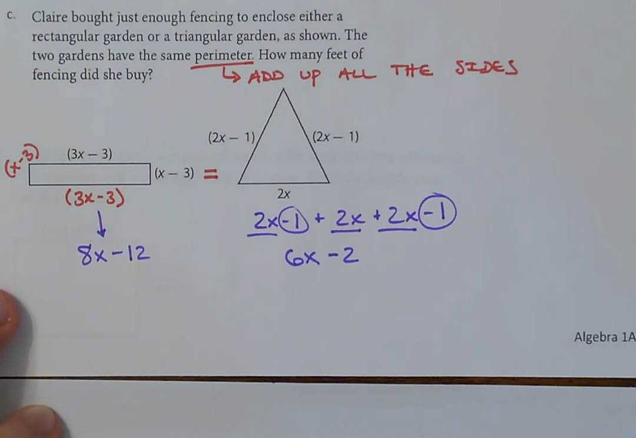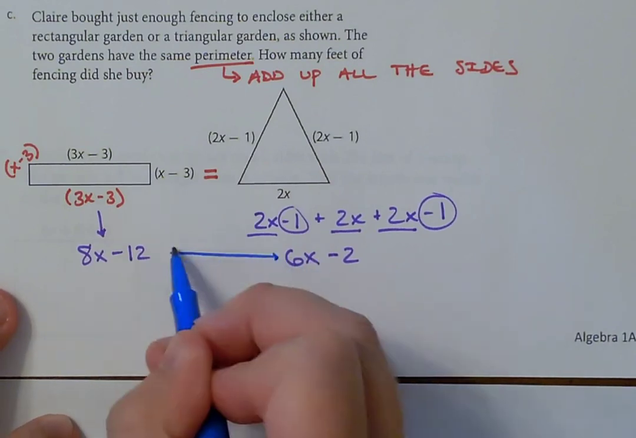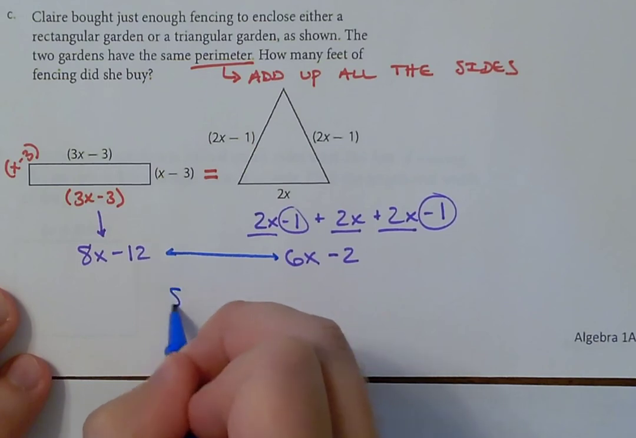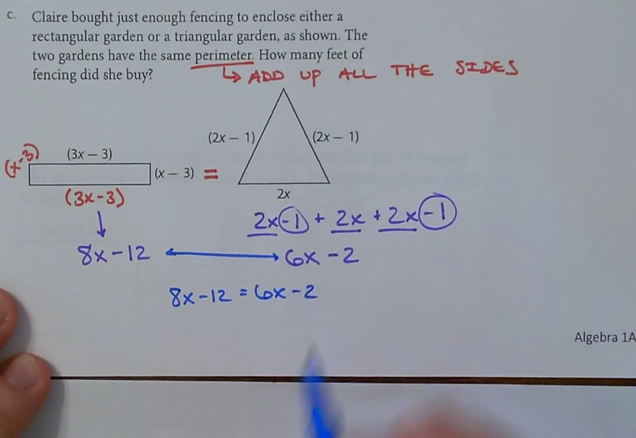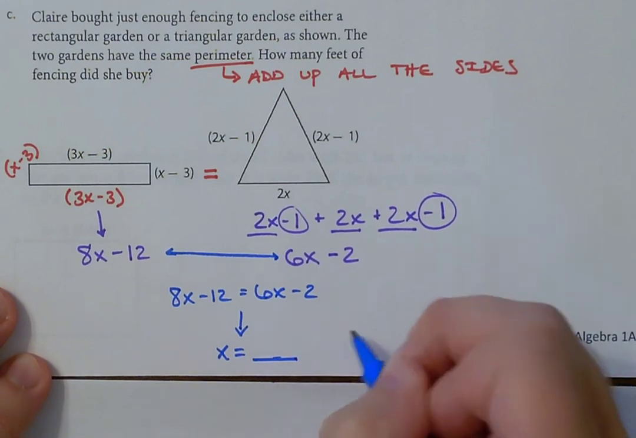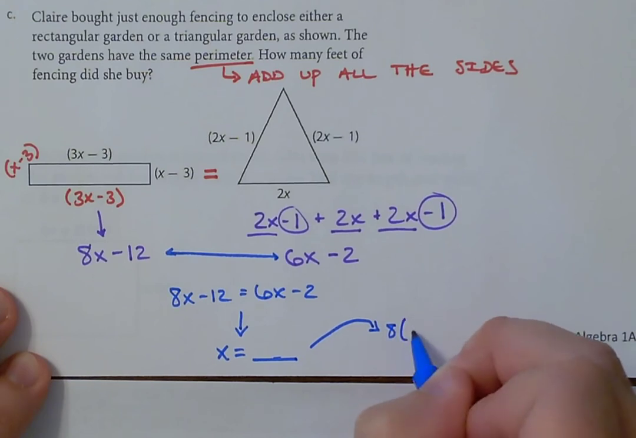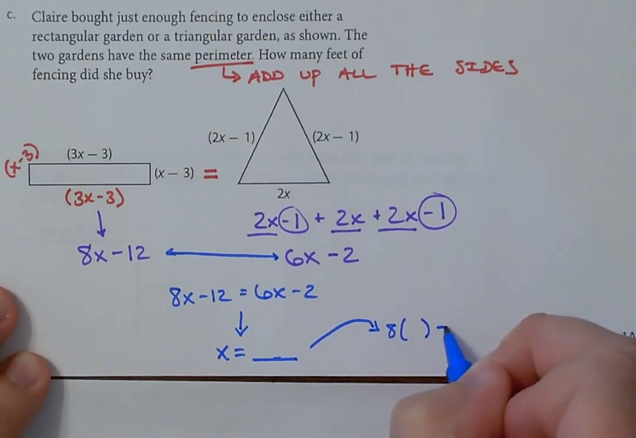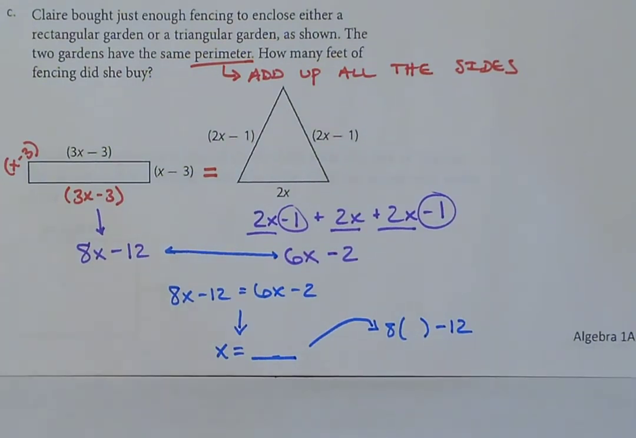So like I said, once you've gotten to that point, you just set these two things equal to each other. So you would have 8x minus 12 equals 6x minus 2. Find what x equals, and then plug that value back into one of them. So I'll just set one up for you: plug it back into the rectangle. You do 8 times that value of x, minus 12, and that will tell you how many feet of fencing she bought.